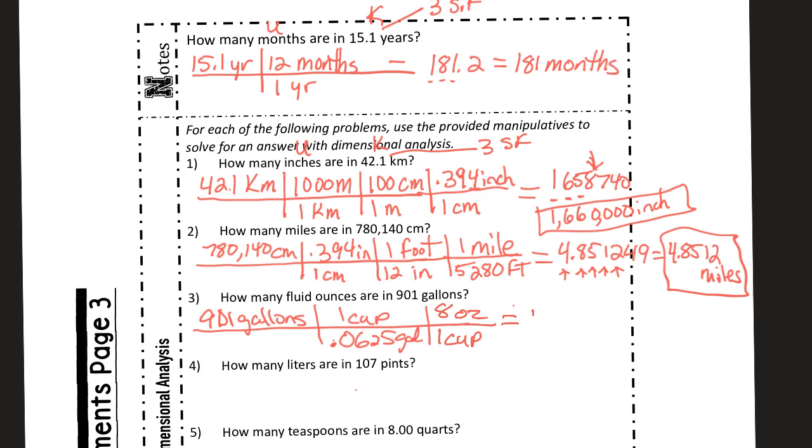And the answer you get is 115,328. Again, I got to check my significant figures. 901 has 3 significant figures, so I need to round my answer to 3 significant figures. So here's my first number, my second number, my third number, followed by a 3. So that's not going to change the 5. So when I round that, it's going to become 1, 1, 5, and everything else is zeros, 0, 0. And that's going to be ounces.